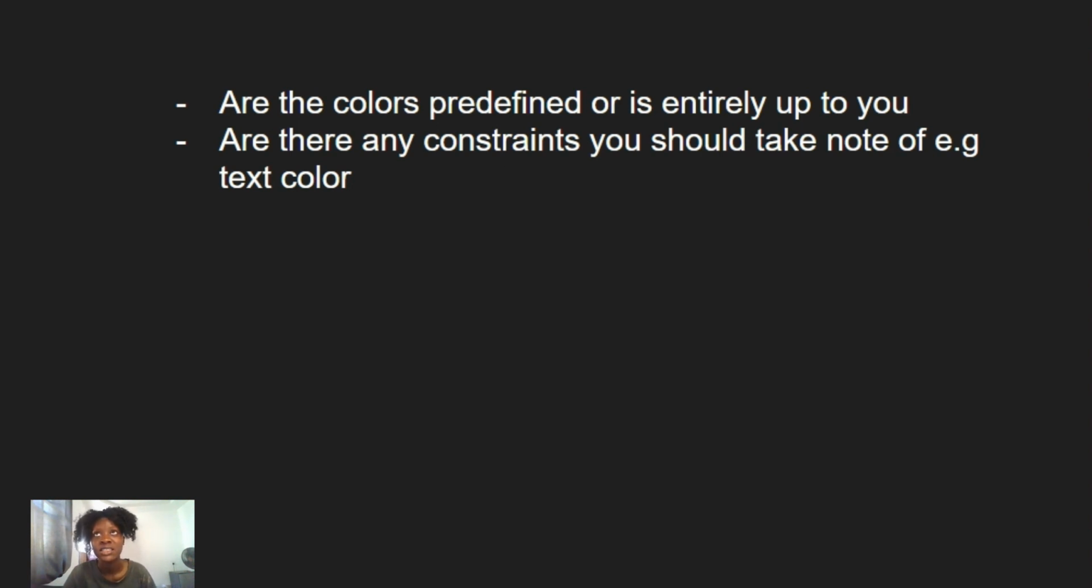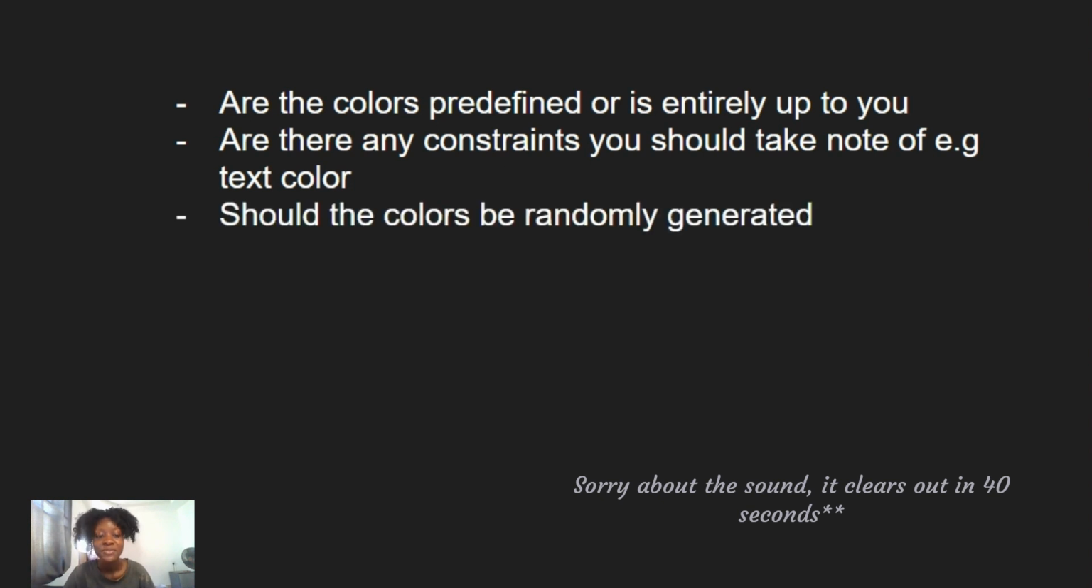The idea is that the internet is now inclusive of dark mode, light mode, and every other mode, right? So there might be constraints of, okay, if we're using dark mode, then you want to make the text color white, or whatever your interviewer might request. And also, should the colors be randomly generated? I think I already mentioned that.